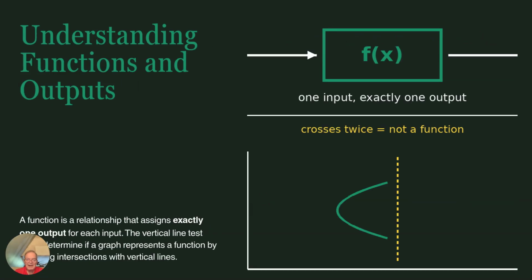And last but not least are functions. A function is a rule that takes an input and gives you exactly one output. For every x, there's one and only one y. You'll see this written as f of x with the x in parentheses, which just means the output of the function when you plug in x. The easiest way to check if something's a function is the vertical line test on a graph. If a vertical line ever crosses the graph more than once, it's not a function.